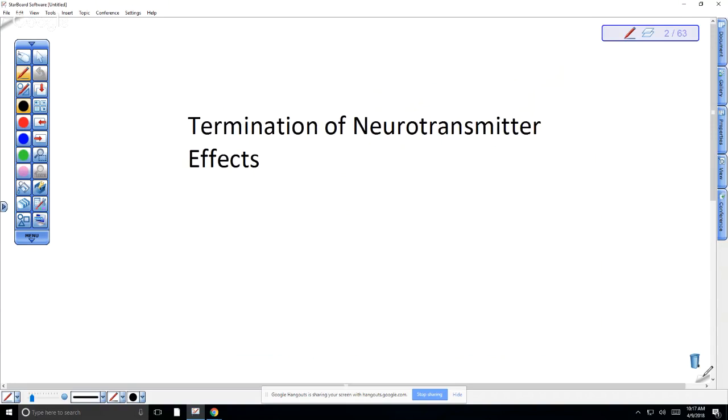Okay, so neurotransmitters in a chemical synapse are released into the synapse, but we don't want the neurotransmitters to stay in the synapse. So there's a couple of ways that the neurotransmitters can be either actively removed or they just kind of diffuse away. So the first one is probably the simplest, and that is that the neurotransmitters diffuse away from the synapse.